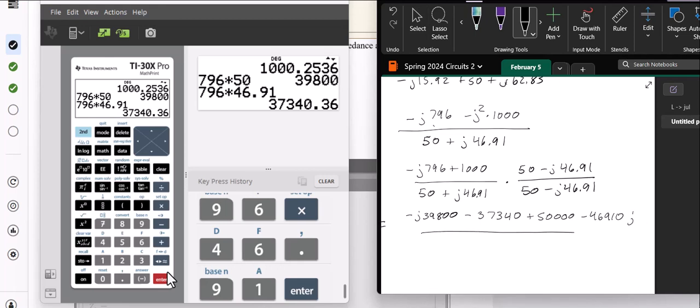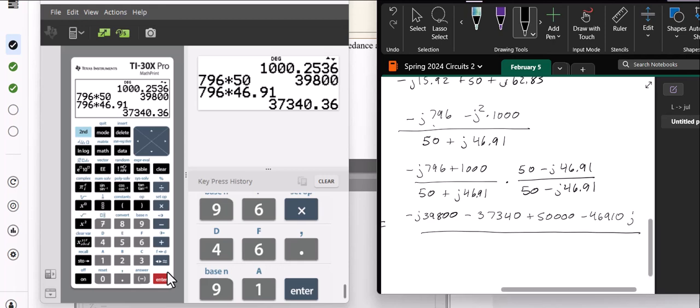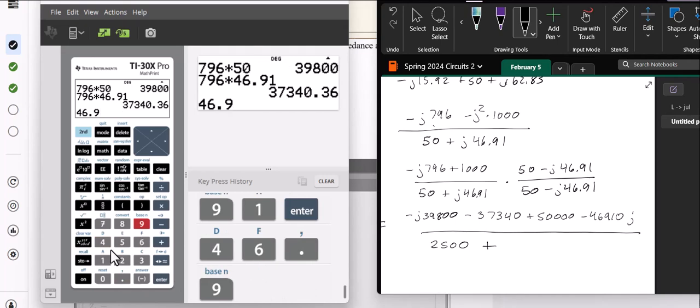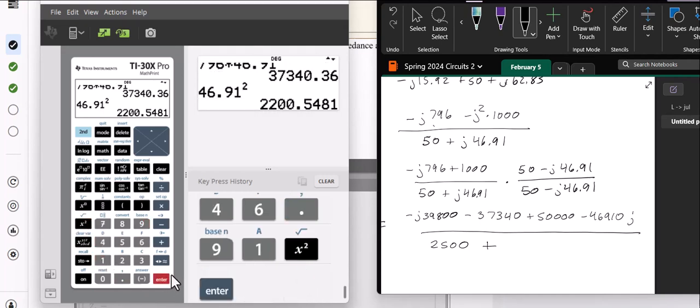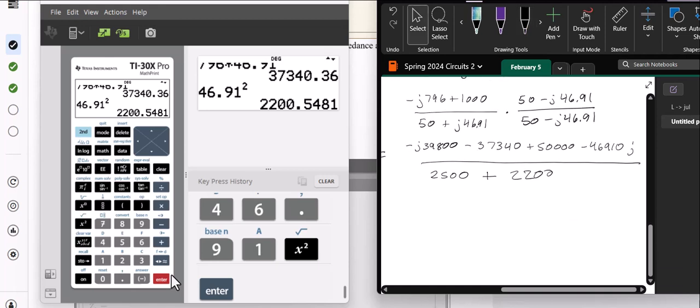And then 1,000 times minus j 46.91 is minus 46,910j over. And the whole point of multiplying by the conjugate is that it changes the denominator to a real number. It becomes 50 squared, which is 2,500, plus, because j times minus j is minus j squared, which is negative 1, minus negative 1 is positive 1, so it's 50 squared plus 46.91 squared. I'm only going to do one of these out all the way because I can't handle this. Plus 2,200, and then I'll combine on the top my real parts.